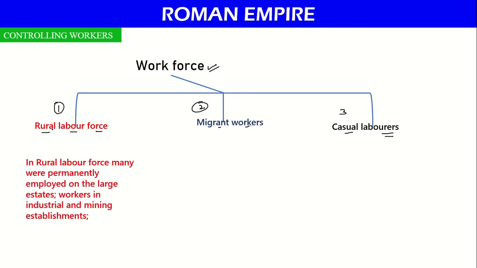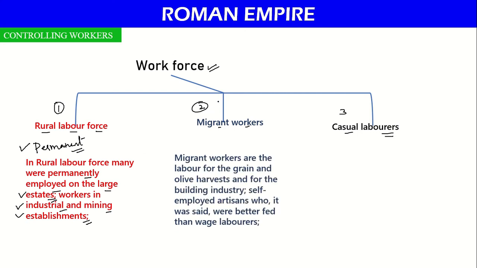In the first category, that is the rural labor force, many were permanently employed on the large estates, as workers in the industrial and mining establishments. These people are the permanent employees. Where do they work? They work in the large estates, in the industries, and in the mining establishments. The labor force employed permanently in the large estates, industrial sector and mining establishments is known as the rural labor force.